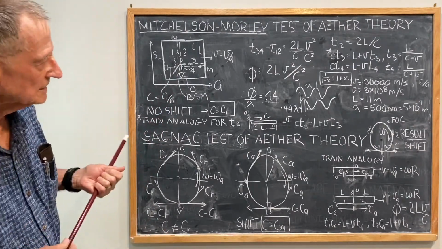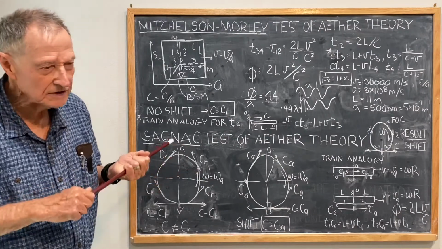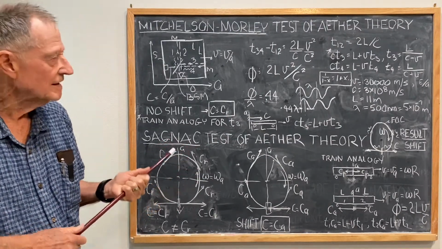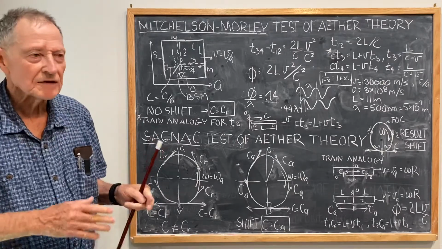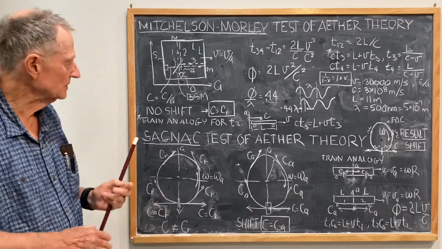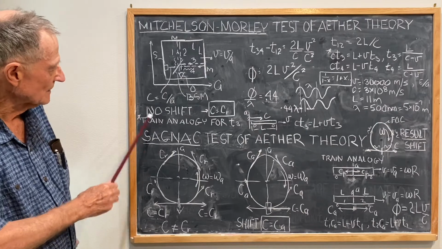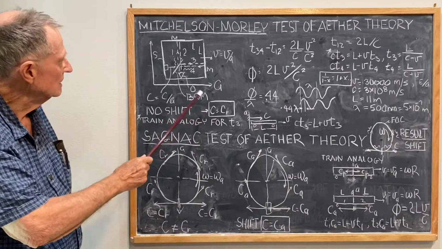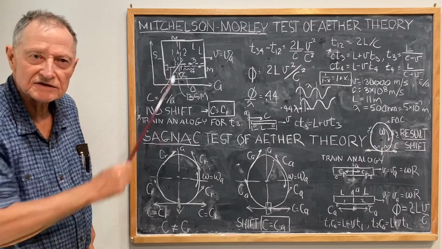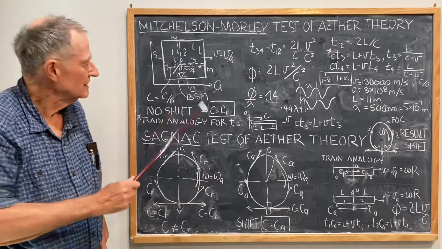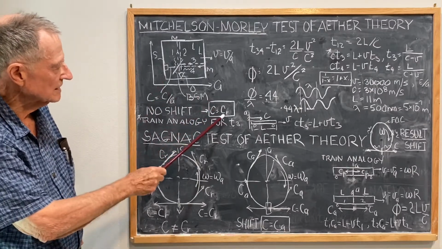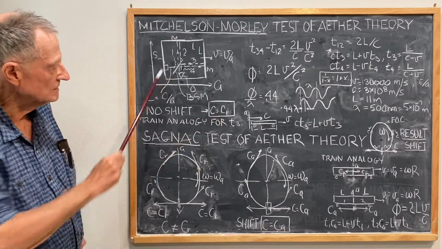There were a lot of experiments and variations of experiments. The result was always that there was no phase shift ever observed, from which it was concluded that the speed of the photons, c, was relative to the source.